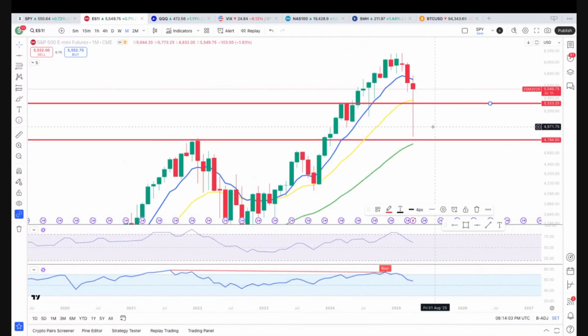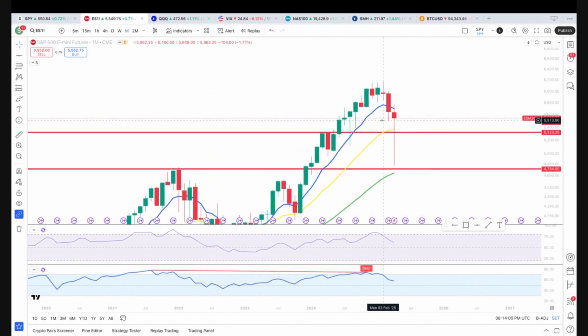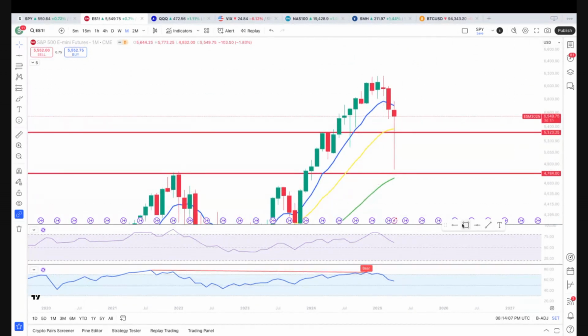All right, breakout. I'm going to mark this level here too. I'm just looking for levels of support and resistance. Okay. And let me mark last month.